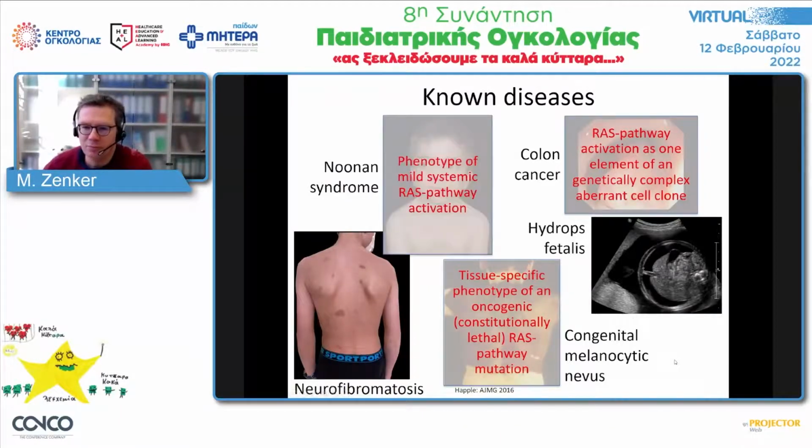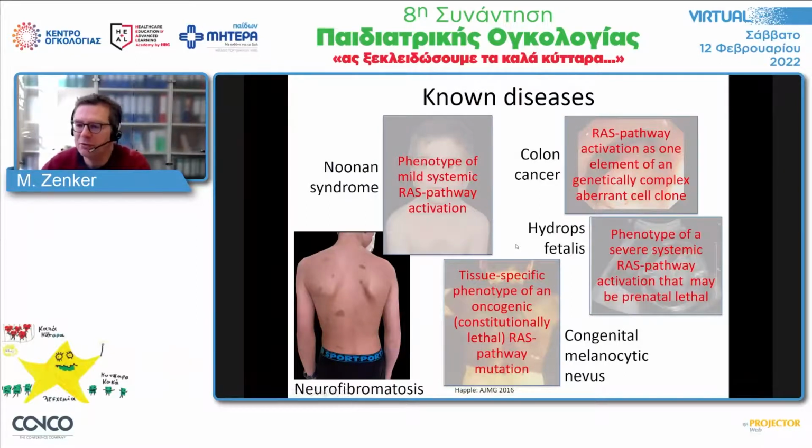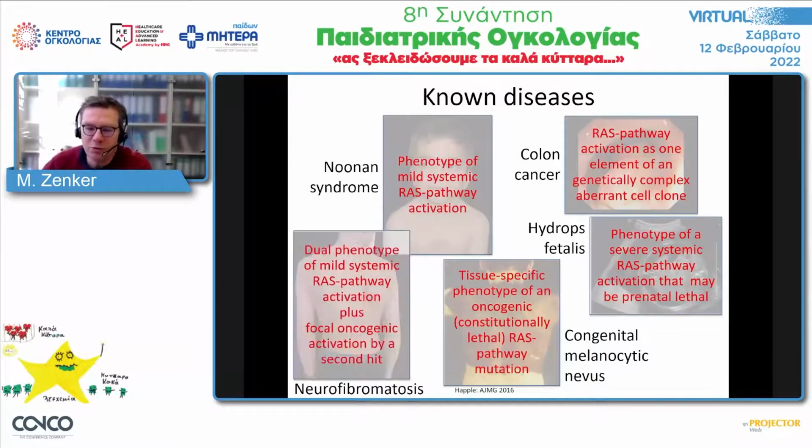cells in tumors. The Noonan syndrome is a phenotype of a mild systemic RAS pathway activation, and hydrops may sometimes be a phenotype of a severe systemic RAS pathway activation that is prenatally lethal. And neurofibromatosis we have to understand as a dual phenotype of a mild systemic RAS pathway activation that leads to some Noonan-like features, plus a focal oncogenic activation that results from a second hit in a somatic cell.